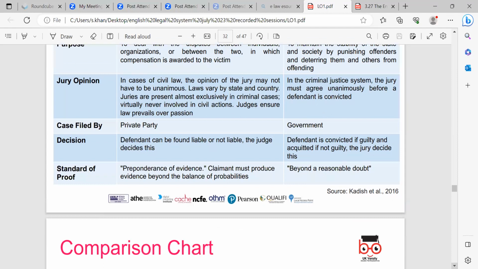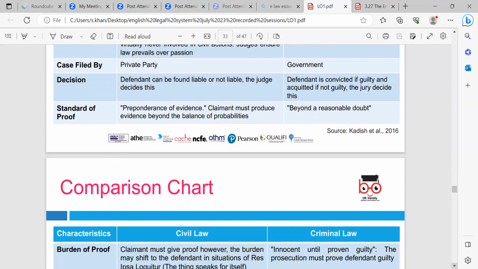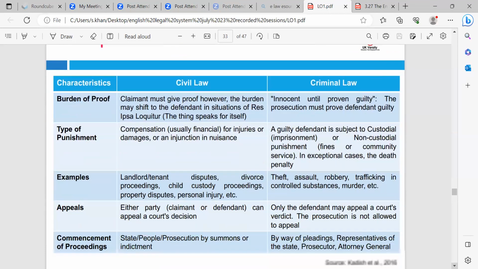The cases are filed by a private party in civil cases, and by the government in criminal cases. On the decision, the defendant can be liable or not liable, and the judge decides in civil cases. In criminal cases, the defendant is convicted if they're guilty and acquitted if not guilty, and the jury decides this. Then the standard of proof is the preponderance of evidence. The claimant must produce evidence on the balance of probabilities in civil cases. In criminal cases, it's beyond a reasonable doubt.